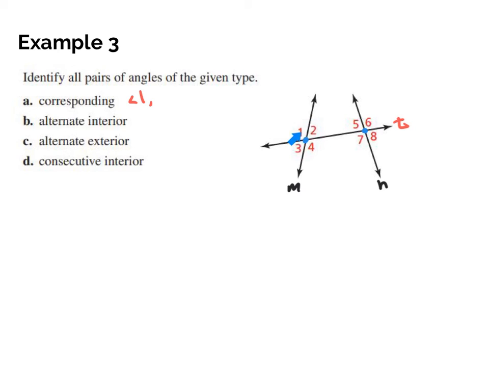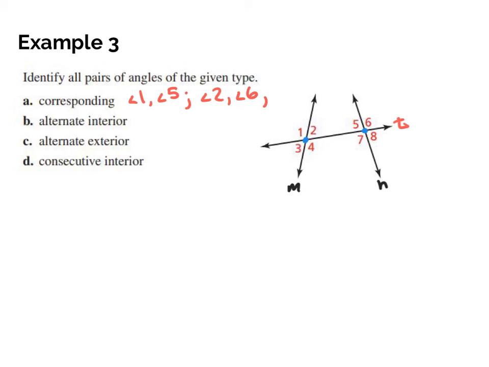Angle 1 is in the top left corner of this intersection. So if I go to the other intersection, angle 5 would be in the top left corner. So angle 1 and 5 would be corresponding angles. I also have angle 2. Angle 2 is in the top right corner, so that would correspond to angle 6. Angle 6 is also in the top right corner.